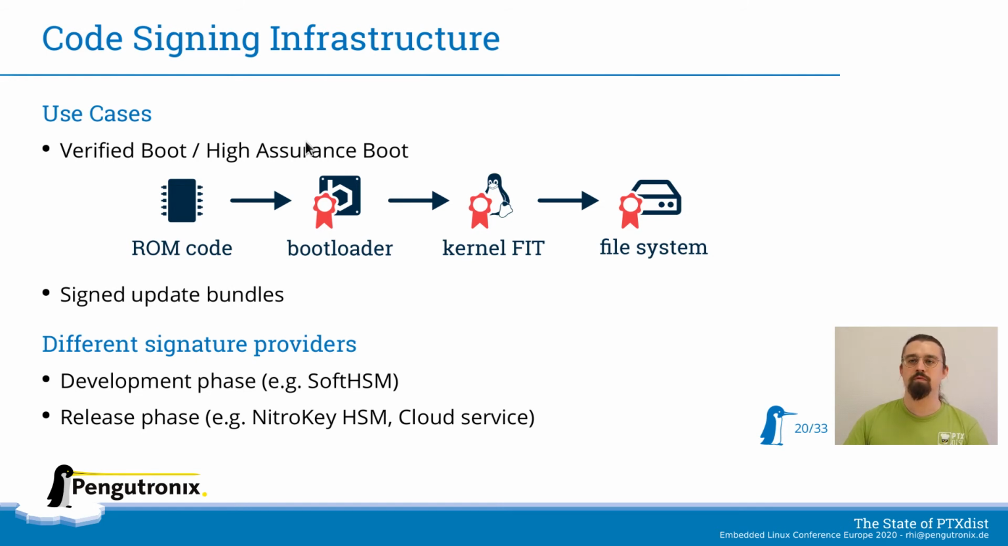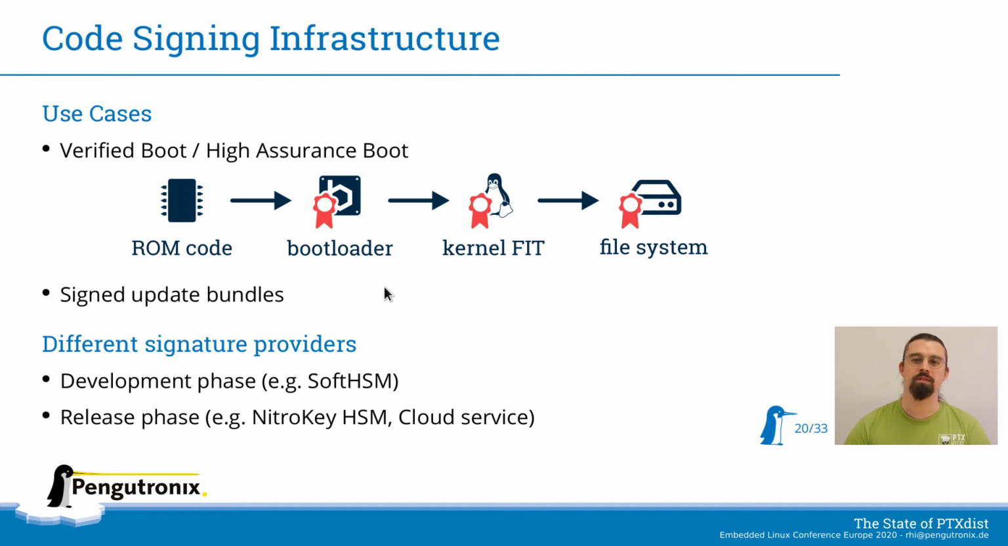And then in the next step, the bootloader loads the kernel FIT image and verifies a signature, and then the kernel would use the signed file system. On this step, there are certain applications like authentication or similar. But the important part, which I want to stress here, is that it is a chain of signatures. So everything from the ROM code on, and the ROM code you cannot change, is verified. And the other use case is you want to sign your update bundles.